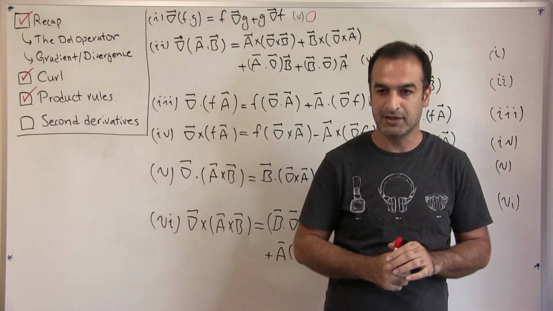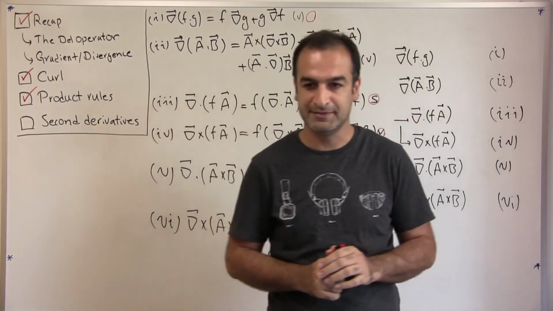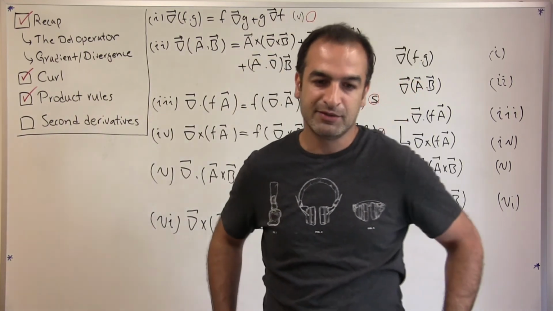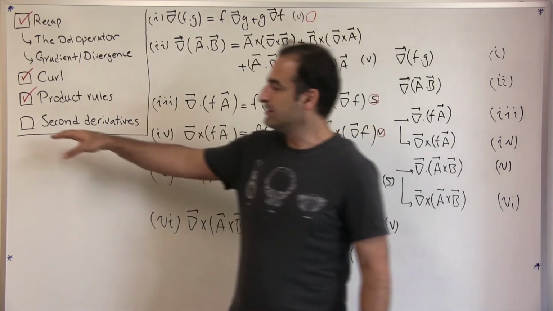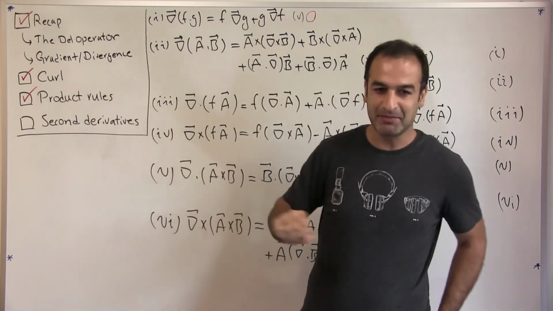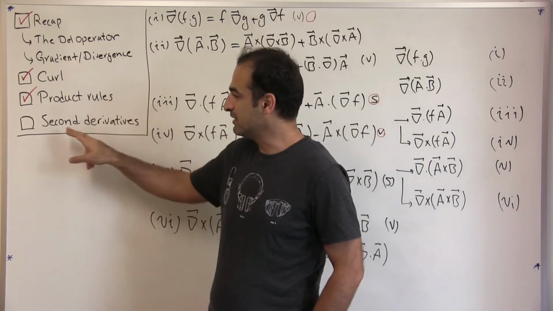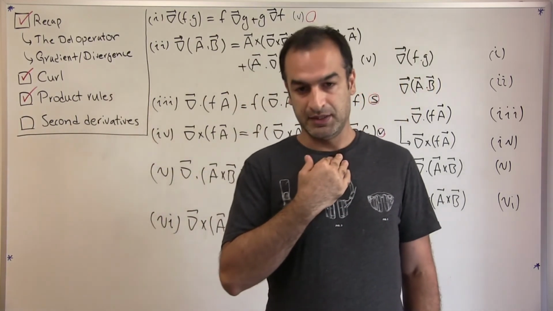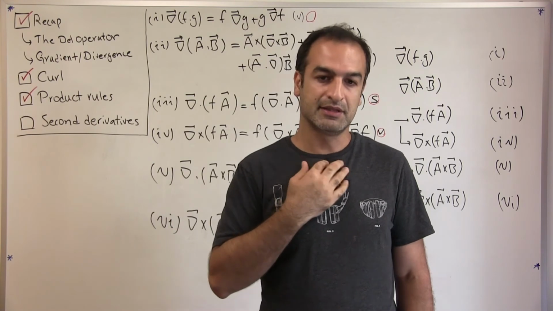No? Okay, so what time is it? This is 10:27. As usual, I always cover less than what I'm trying to cover. So I'm going to stop here with product rules, and I'm going to start second derivatives next week. That is an interesting discussion.